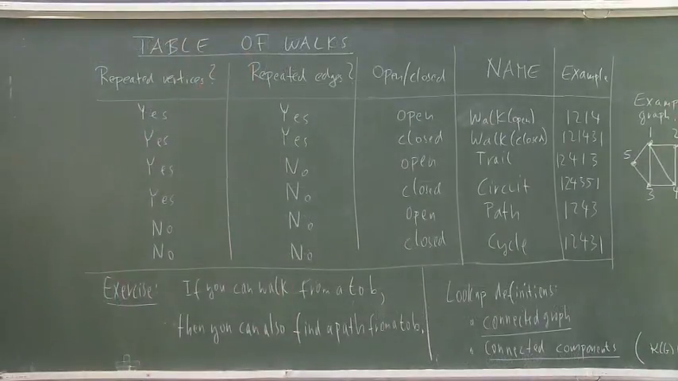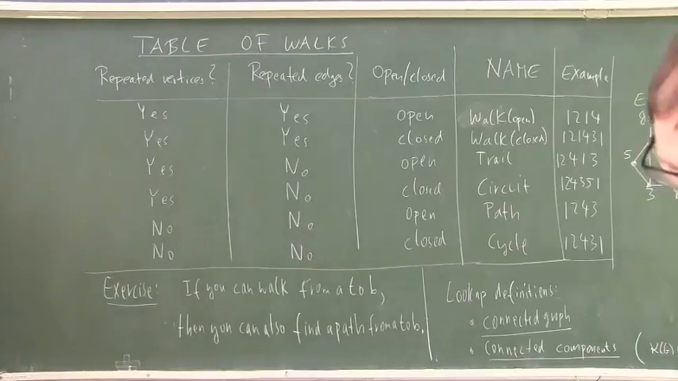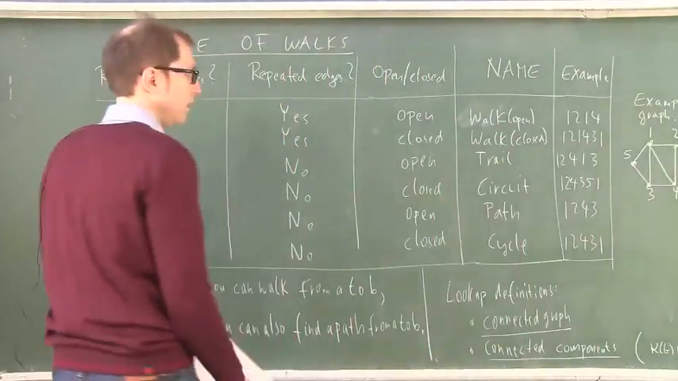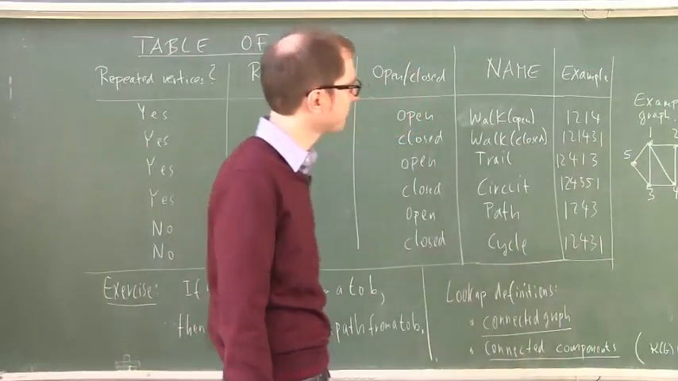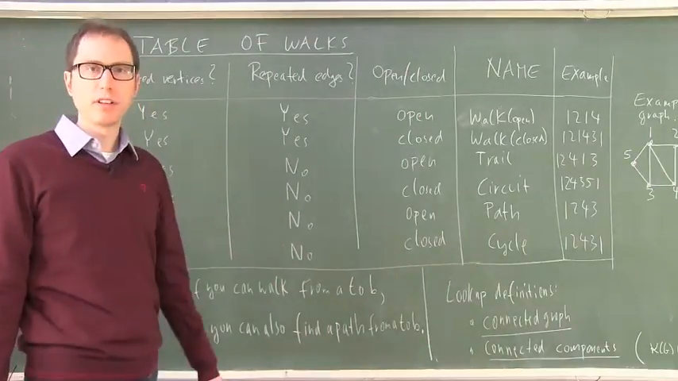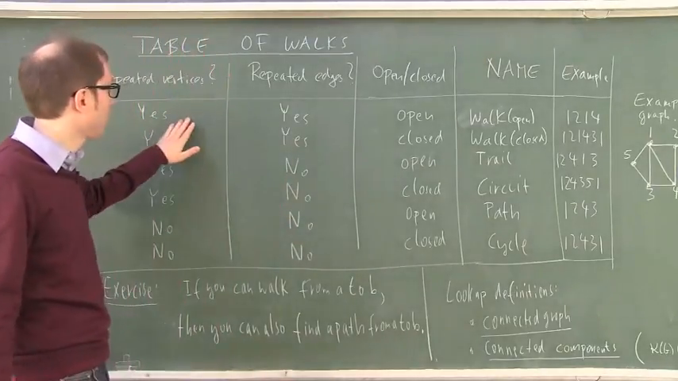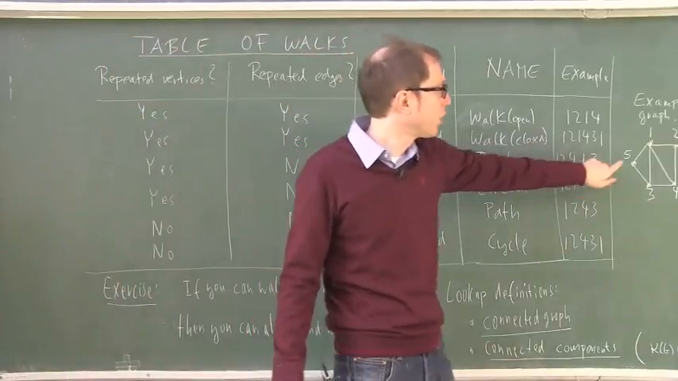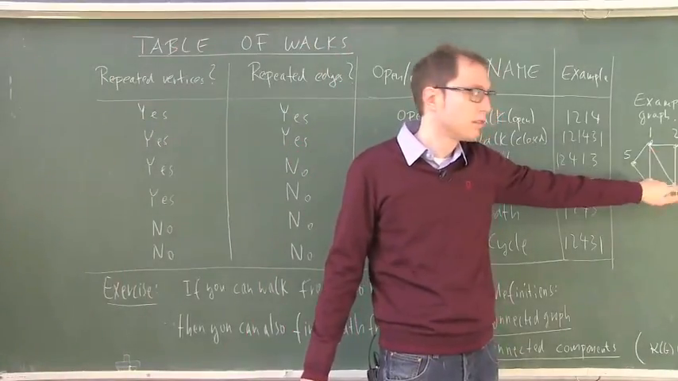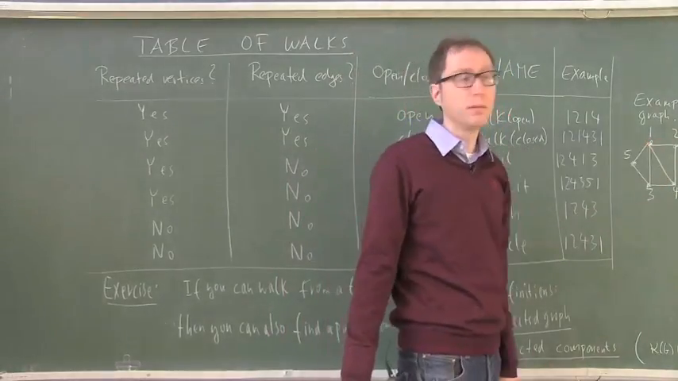Okay, so let me go a little bit to the side so you can see this table. That table is also in the book. And this is the table of walks. So what does it mean? Well, here we have our example graph. And what you do is you just walk from a vertex to another vertex by going along the edges. In general this is called a walk. It's an open walk if, for instance, you go from 1 to 4, going along here. And it's a closed walk if you end up where you started at the beginning.